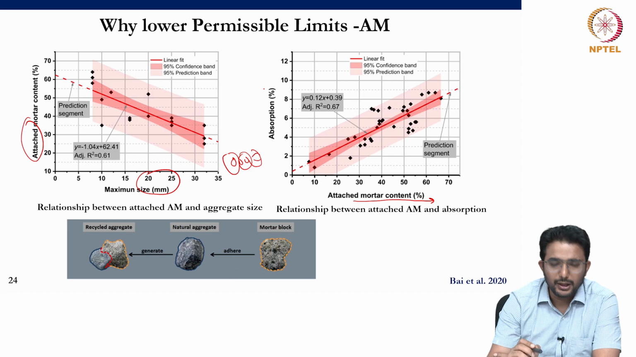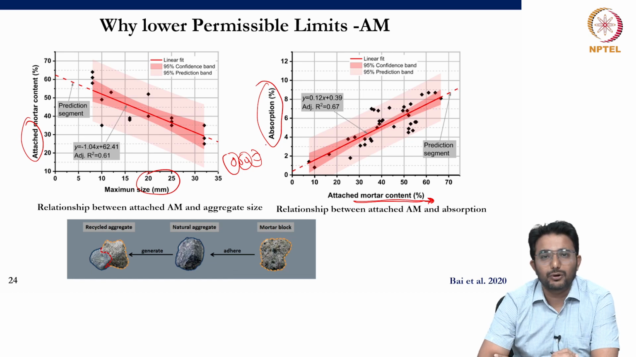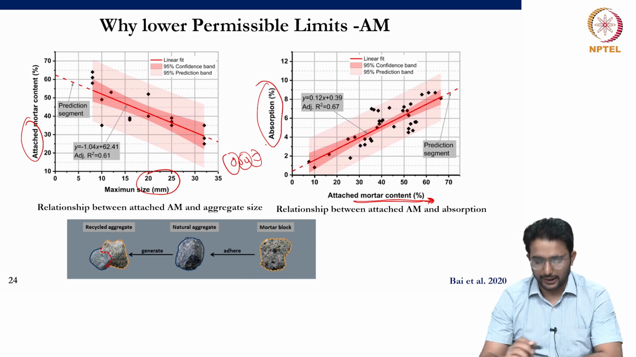For example, one of the important properties of the aggregate is the coefficient of absorption. So as the added mortar content increases, the water absorption also increases. So thereby it will have a significant effect on the properties of concrete made with recycled concrete aggregates.